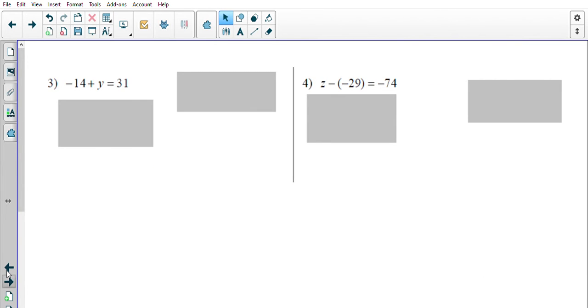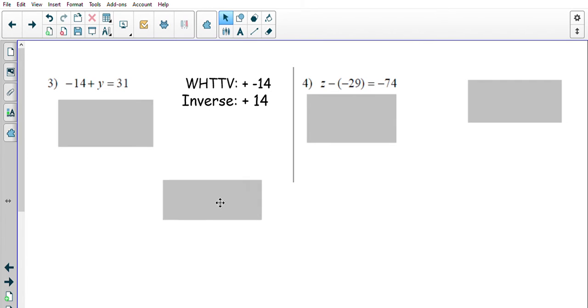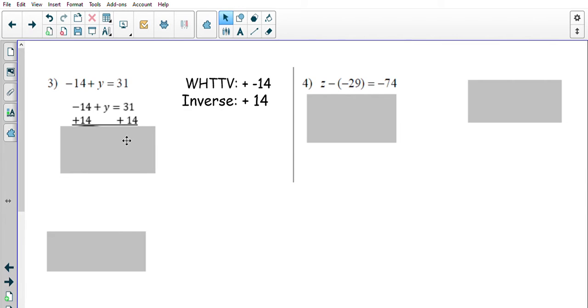All right, number 3, we've got negative 14 plus y equals 31. What's happening to the variable is we're adding negative 14. So the inverse of that is to add a positive 14. I do hope for you to get to the point where you can just work through this mentally. I don't ever have to show this when I'm solving equations, but since this is really our first foray into this, I think it's a good idea for us to show this work at least for the first half of the unit. So I'm going to show plus 14 on both sides.